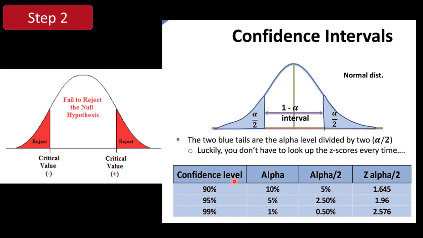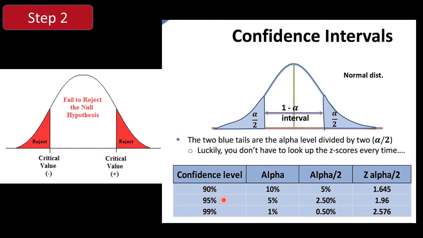Then the confidence level may be 90%. If it is 90%, there is 90% confidence to fail to reject the null hypothesis, or accept the null hypothesis. The probability that we reject the null hypothesis is 10%. Both sides: one side 5%, the other side also 5%. If we convert these values into z values, the critical value is 1.645.